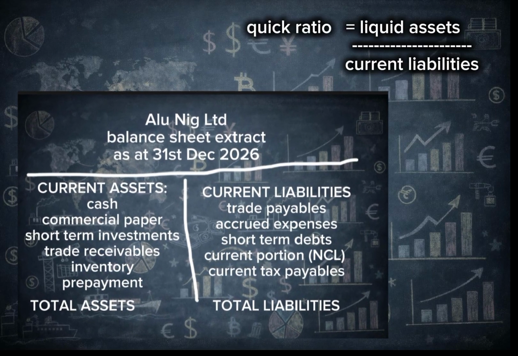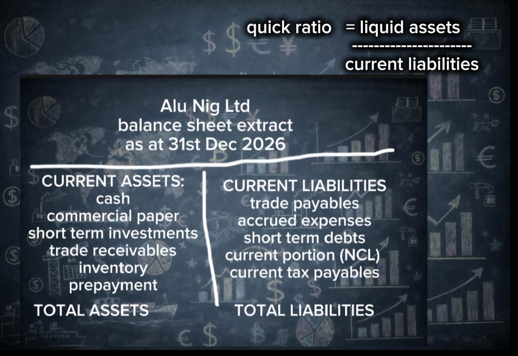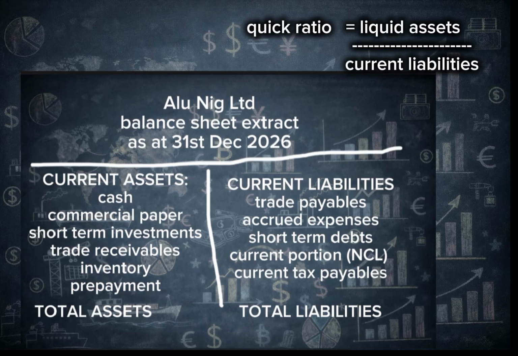If you look at the sample current assets balance sheet extract we have on the board, you will see you have cash followed by commercial paper. That is a cash equivalent, something you can change to cash very, very fast. Then we have short-term investments. That's something you can convert to cash within 30 or 90 days. Then we have the trade receivables that can also easily be converted to cash. We have the inventory, and we have the prepayments.